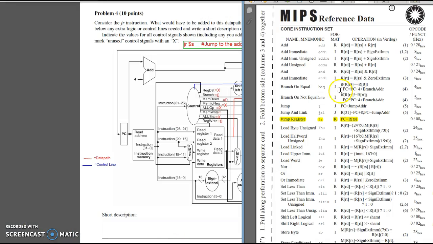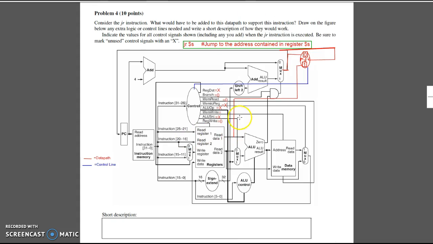Okay, take a look at our MIPS data sheet. Jump register. It says we're going to the register RS, right? We're pulling from the register RS. So it's this top line up here from read data 1. Right here, the output of read data 1. As you can tell, I've already pulled my data path from here.